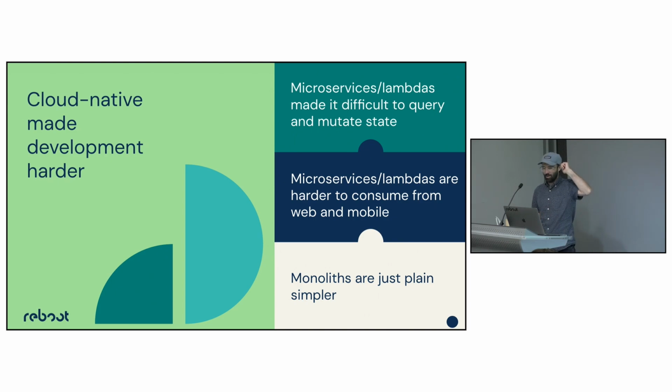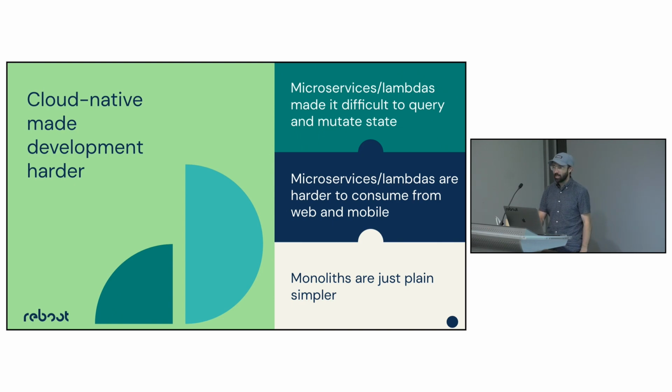Microservices and Lambdas made it harder to consume from the web and mobile. There are a lot more steps to get from the web and mobile to my data, to my services. And monoliths were just plain simpler. People just kept saying this to me over and over again: I just want to build my monolith. It was easy when I did that. Why can't I just do something like a monolith?